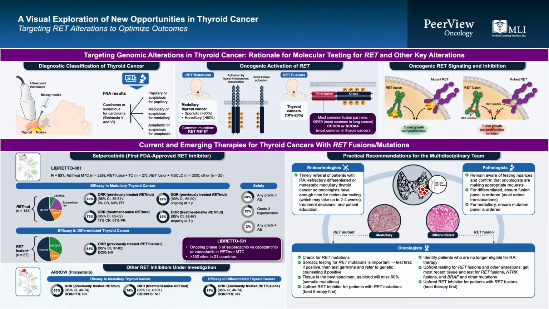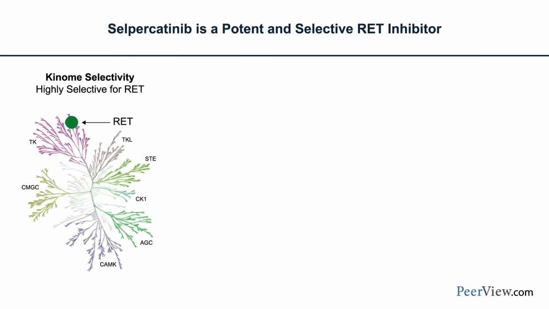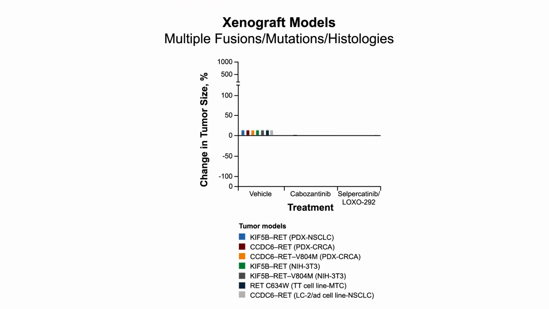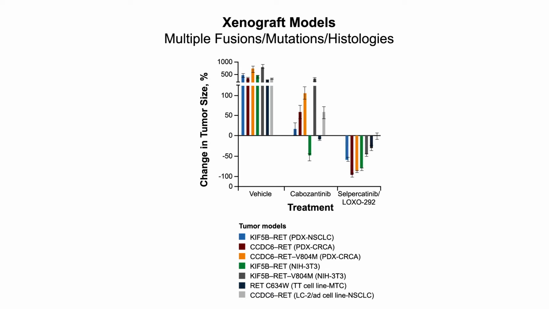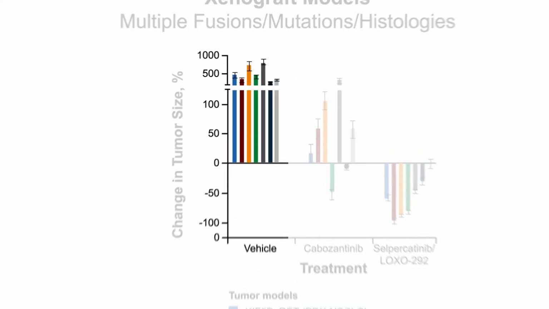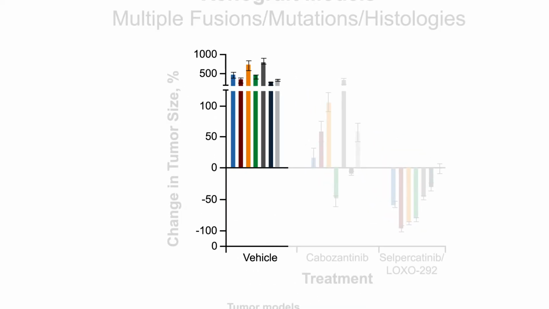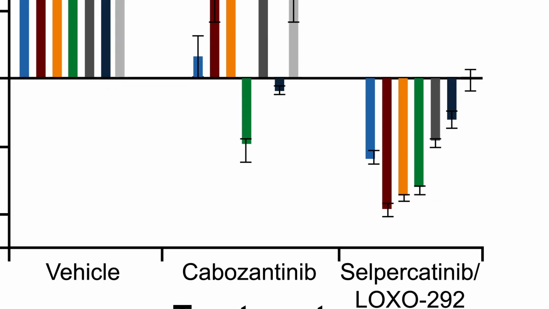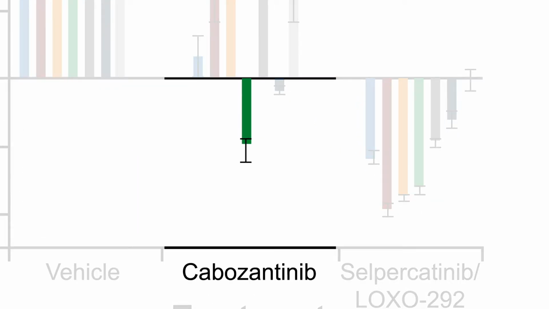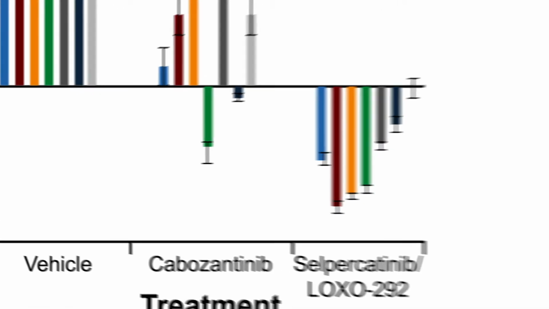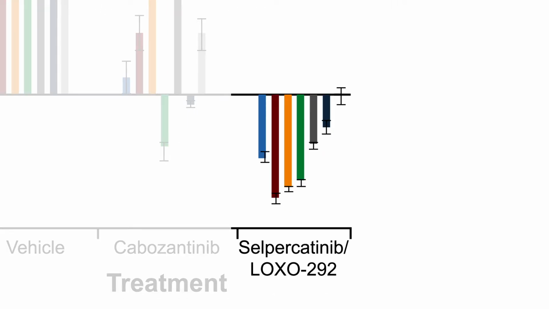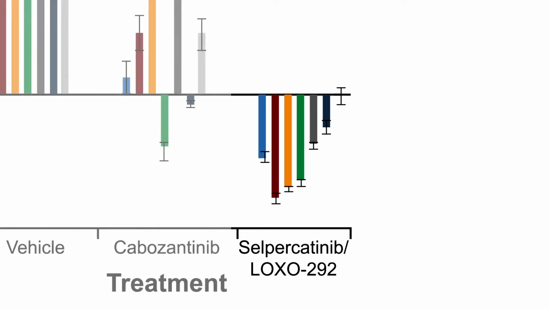So now let's talk about selpercatinib because it is a potent and selective RET inhibitor. When it was originally studied in xenograft models, you can see that compared to cabozantinib, LOXO-292, which was actually the name prior to it being called selpercatinib, was very active. In the vehicle, we had unbridled growth. We had some inhibition with specific mutations, mostly the KIF5B RET translocation, but with LOXO-292, you had across-the-board pan-RET inhibition of translocations.